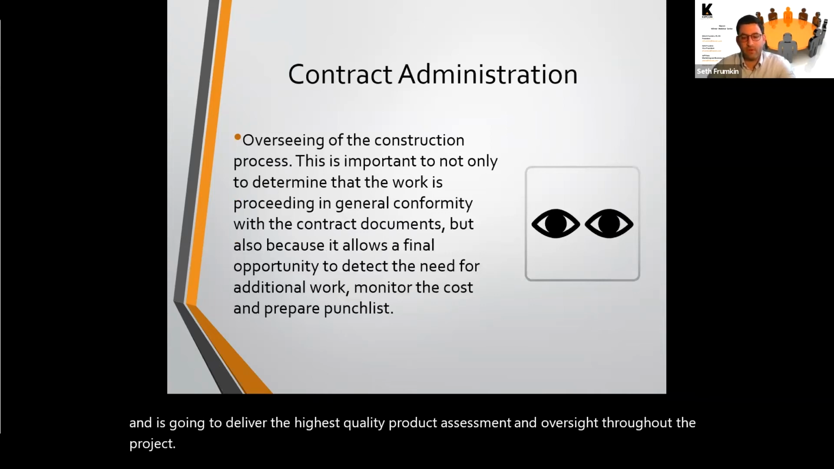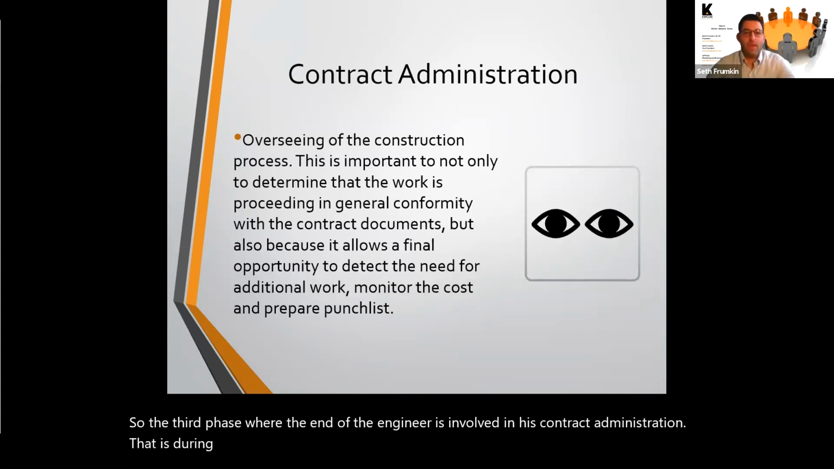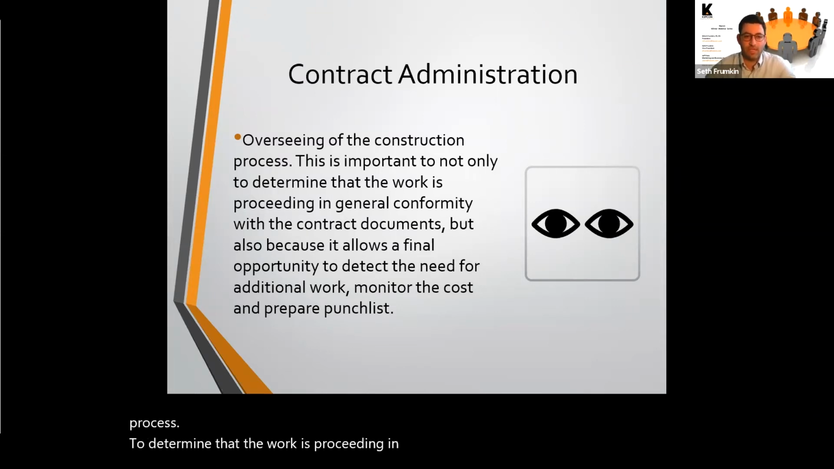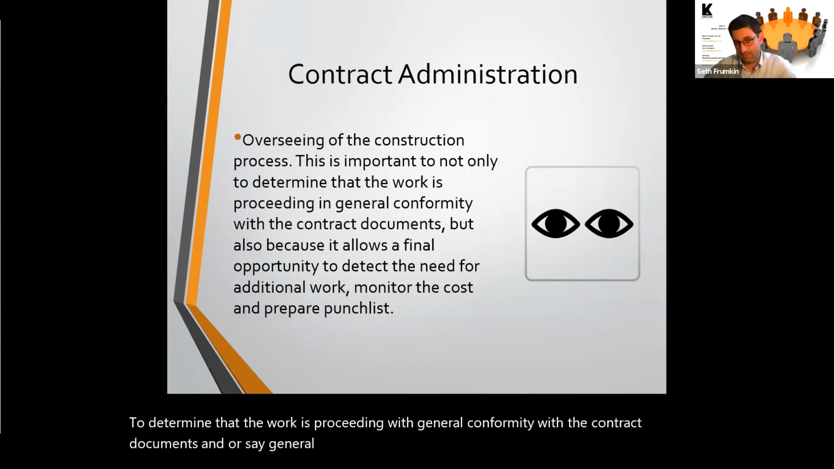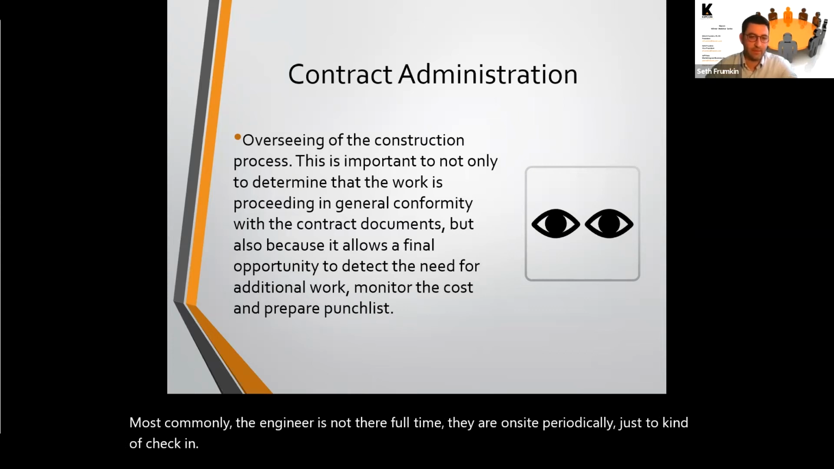So the third phase that the engineer is involved in is contract administration. That is during the course of the project when the engineer is overseeing the construction process. It's important to have an engineer here not only to determine that the work is proceeding in general conformity with the contract documents, and I say general because most commonly the engineer is not there full time. They are on site periodically just to kind of check in. This is typically what's needed.